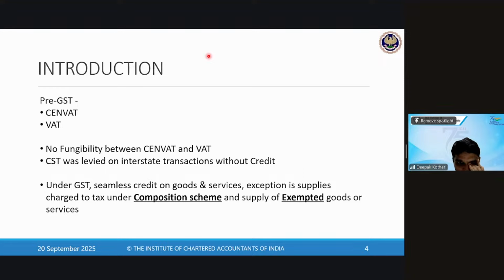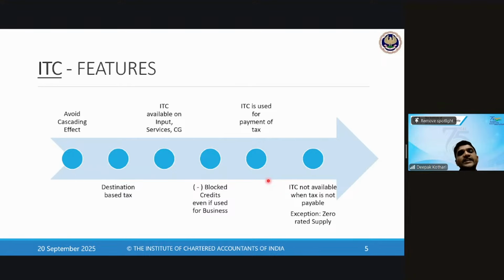Okay. So now we'll get into the topic. A lot of questions have been answered, that what is composition scheme and exempted scheme. I appreciate that. Yes, you have asked proper questions at the proper time. Okay. Now, ITC, what are the features of ITC? Somebody is asking for benefits. So we'll identify the features and benefits.